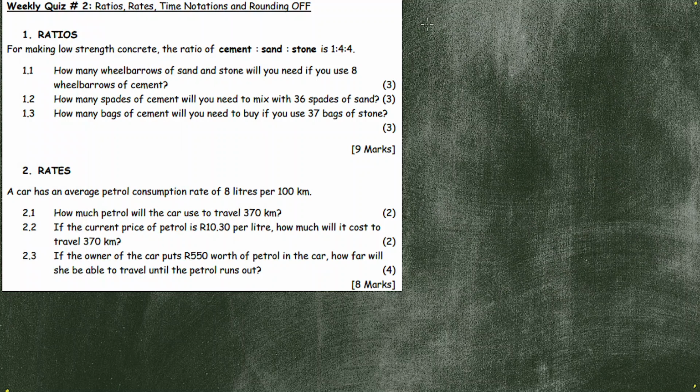Okay, then we're going for 2.3. If the owner of the car puts 550 worth of petrol in the car, how far will she be able to travel until the petrol runs out? Okay, so first of all, we're going to have to work out the number of liters. After finding the number of liters, we can now calculate the distance she can travel.